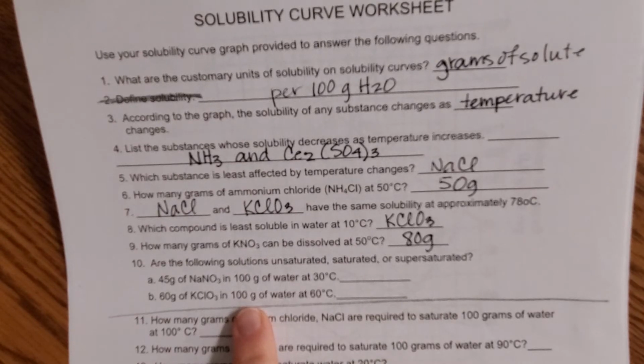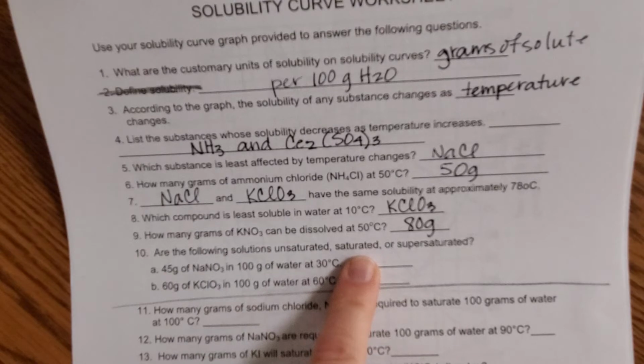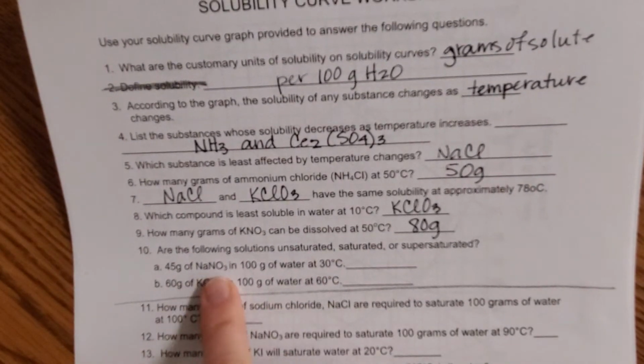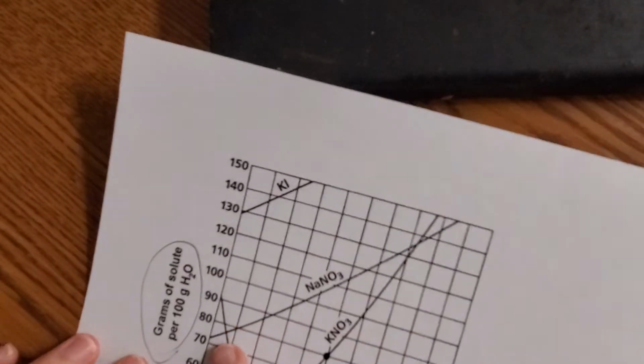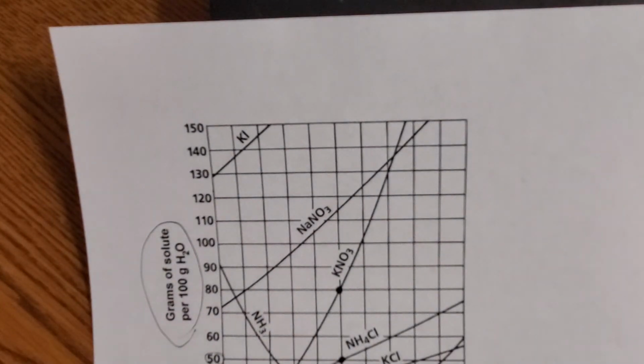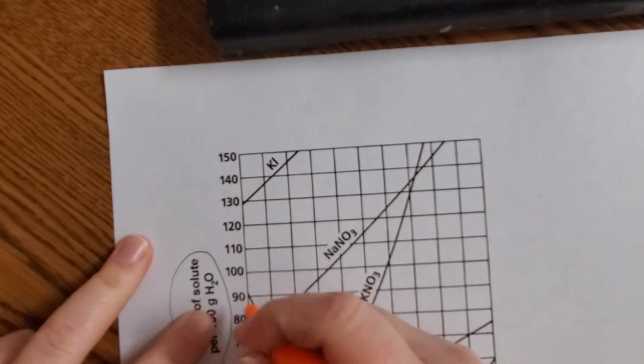And then I might do a little coloring to answer this. Are the following solutions unsaturated, saturated, or supersaturated? All right, so my first one is sodium nitrate. So let me show you what this means. For sodium nitrate, here it is. Just a quick lesson on what this means, all right? Let me get some colors. All right, so sodium nitrate, can y'all see this? Yeah, okay. So here is sodium nitrate.